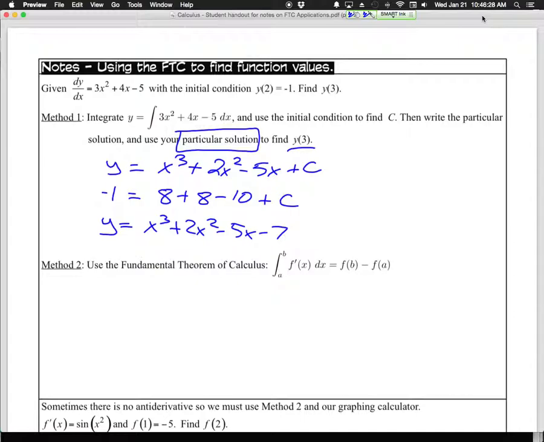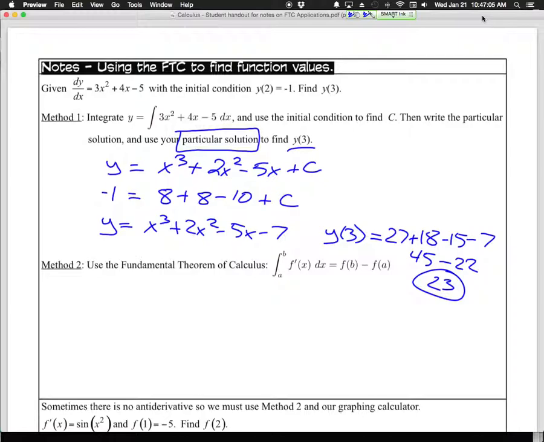And what do I do to figure out what y of 3 is? Plug 3 in for x. So that's going to give me 27 plus 18, and then 3 times -5, so -15, minus 7. So 27 and 18 gives me 45, and -15 and -7 gives me -22, so we end up with 23.